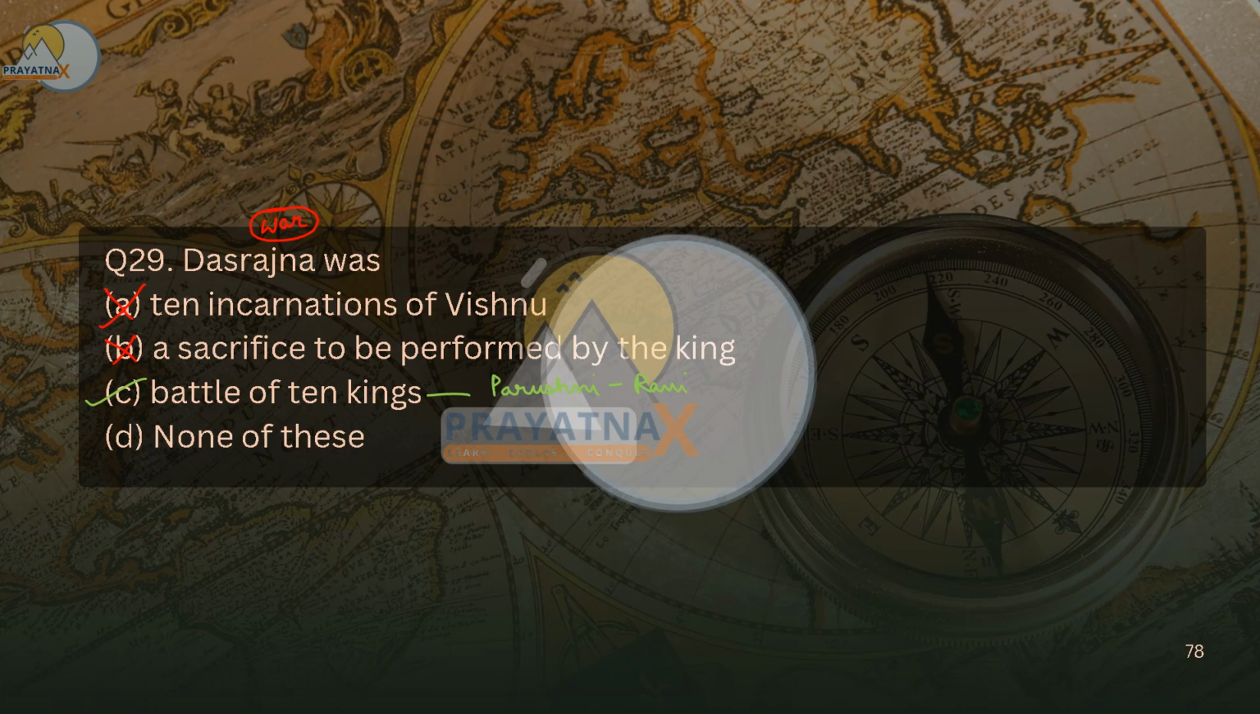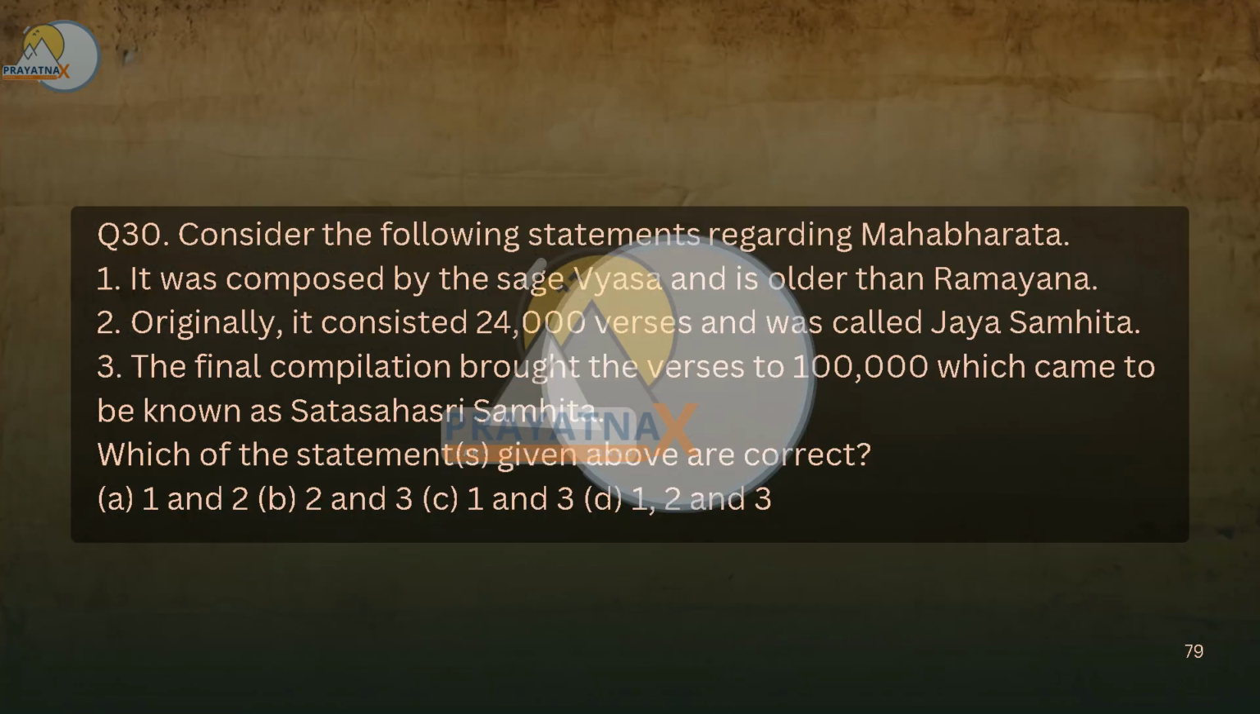So moving on to the next question. Number 30. Consider the following statements regarding Mahabharata. Number 1: It was composed by the sage Vyasa and is older than Ramayana. Number 2: Originally it consisted of 24,000 verses and was called Jaya Samhita. Option number 3: The final compilation brought the verses to 1 lakh, which came to be known as the Satashastri Samhita. Now, which one of the statements is correct?